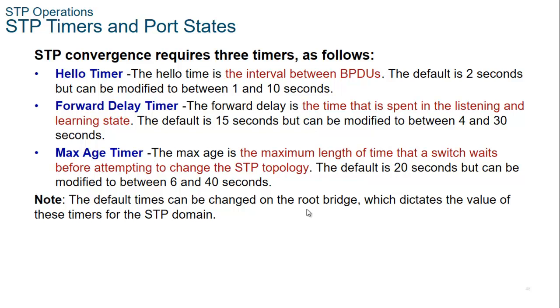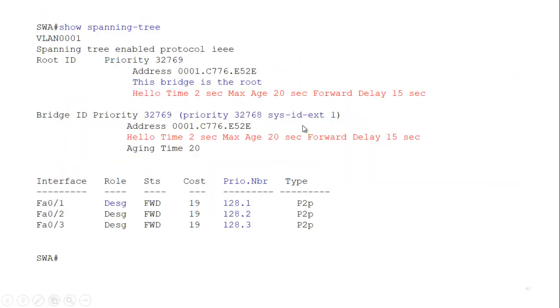The max age timer is the maximum length of time that a switch waits before attempting to change the STP topology. The default is 20 seconds but can be modified to be between 6 to 40 seconds. The default times can be changed on the root bridge, which dictates the value of these timers for the STP domain.